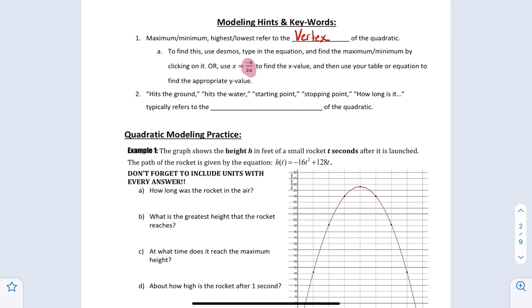When I ask about where does it hit the ground, where does it hit the water, where does it start, where does it stop, or how long is it, I'm typically going to be referring to the roots, the zeros, or the x-intercepts of the quadratic. So again, where do I cross that x-axis?